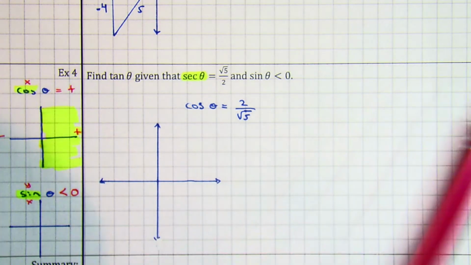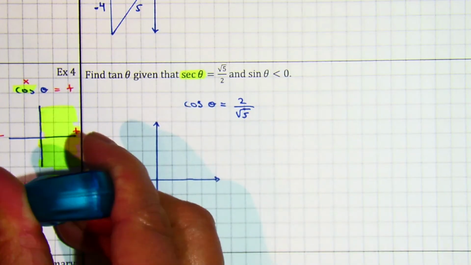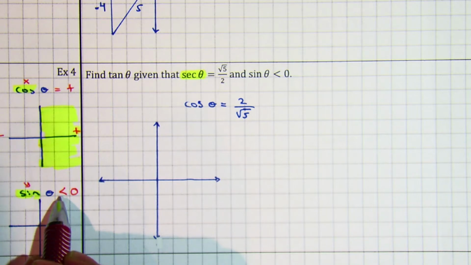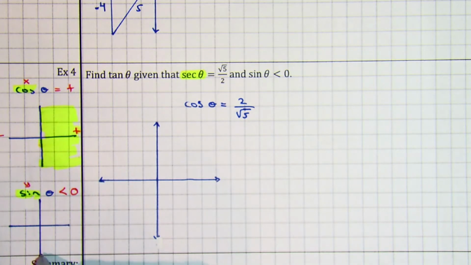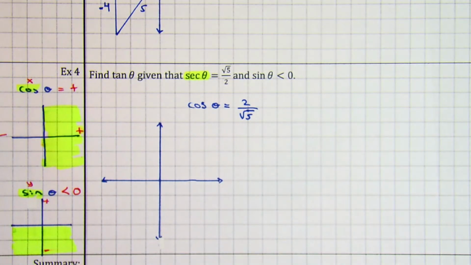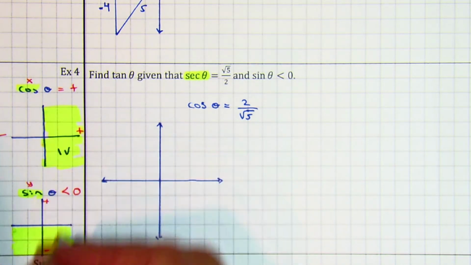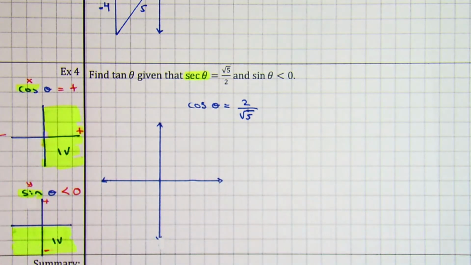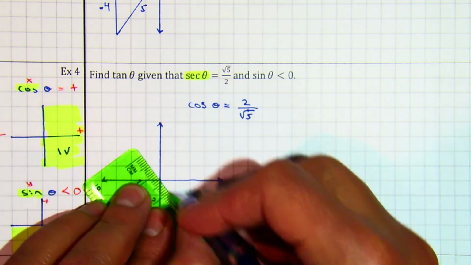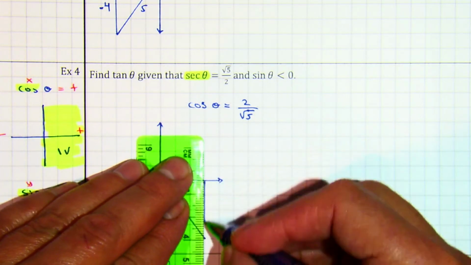My sine is my y value. It has to be less than 0, so it has to be negative. My y value is positive on top, negative on the bottom. So therefore, it has to be in the bottom quadrants. And they both have in common quadrant number 4. So therefore, I am going to draw my triangle, just any random triangle, in quadrant number 4.